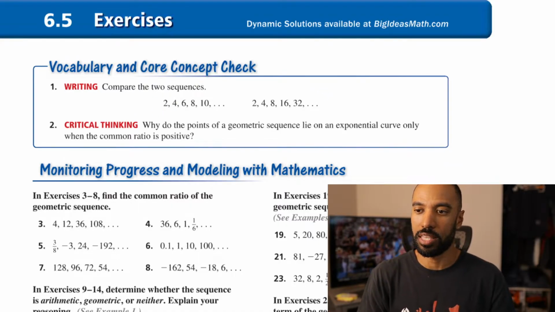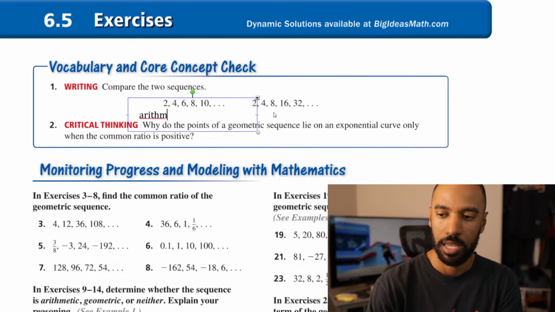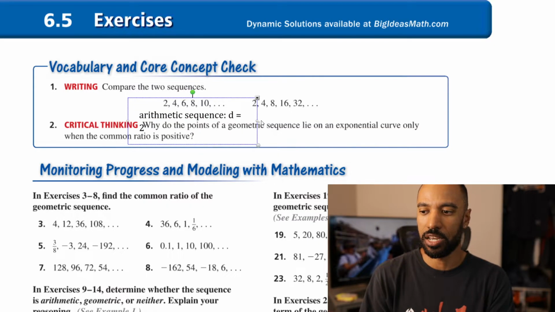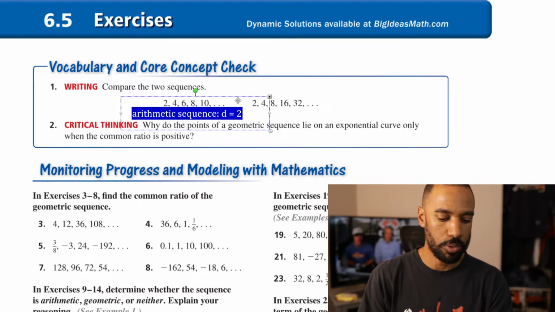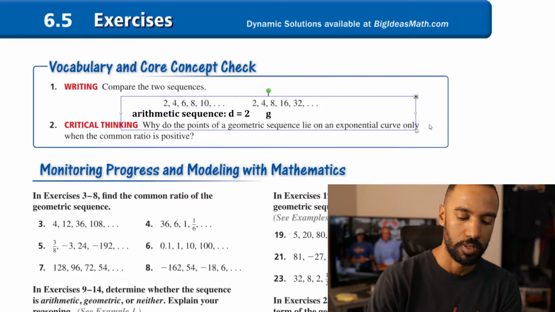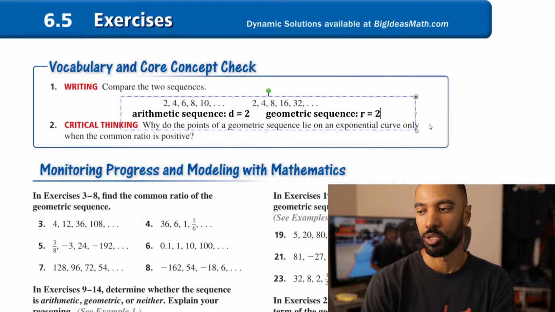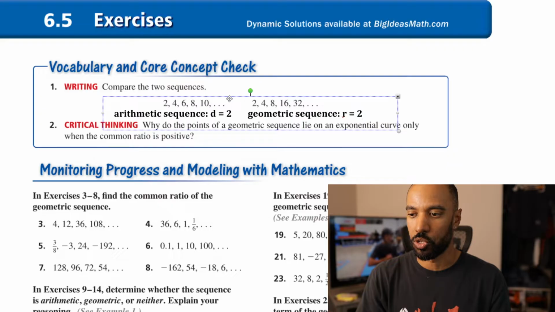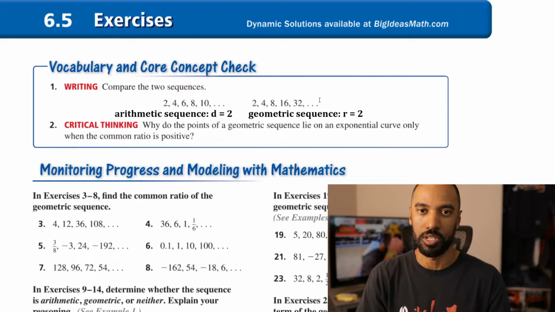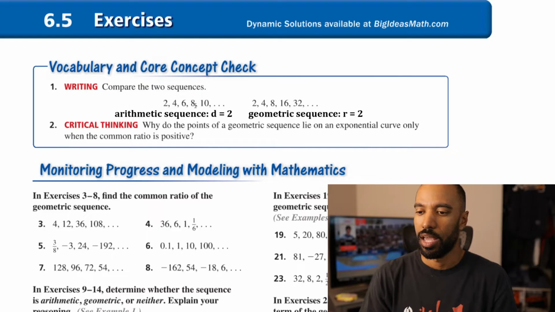So I'm noticing that the first one appears to be an arithmetic sequence. It has a common difference of 2. Arithmetic sequence, d is 2. Whereas the other one here is a geometric sequence with a common ratio of 2, r equals 2. They both have a first term of 2, but then the thing changes afterward, right? This is adding 2 each time. This is multiplying by 2 each time. That's the difference between the two. This is a geometric sequence section, by the way, after all.